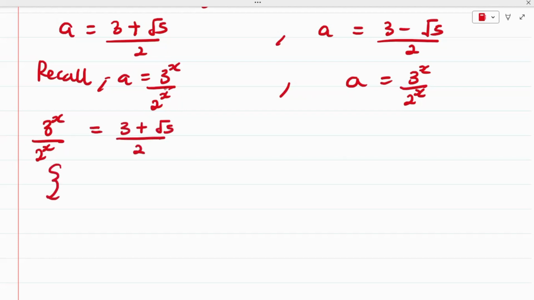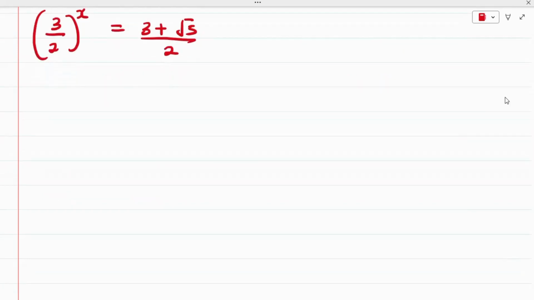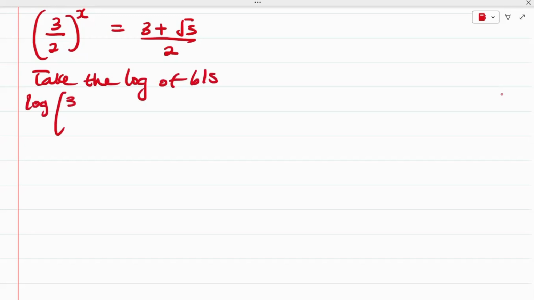But we know that if we have a raised to the power of x divided by b raised to the power of x, this is equal to a over b all raised to the power of x. So applying this, we have 3 over 2 all raised to the power of x is equal to 3 plus the root of 5 divided by 2. So right here, we want to simply take the log of both sides. So taking the log of both sides, we have log 3 over 2 all raised to the power of x is equal to log 3 plus the root of 5 divided by 2.